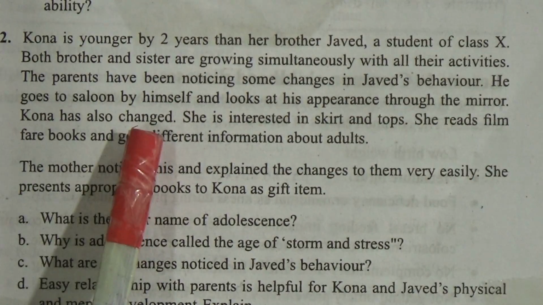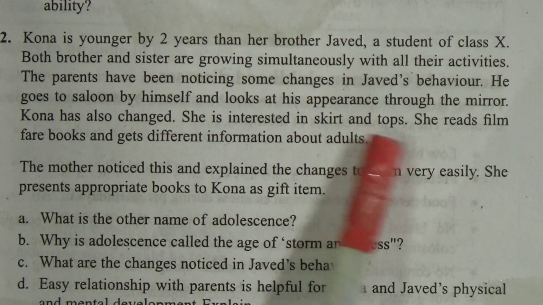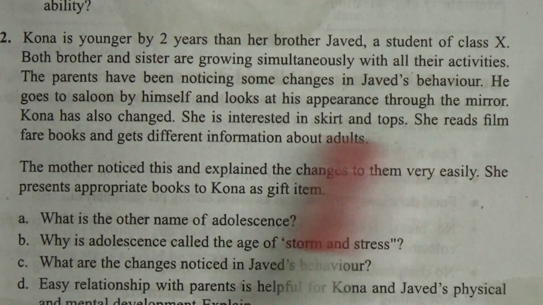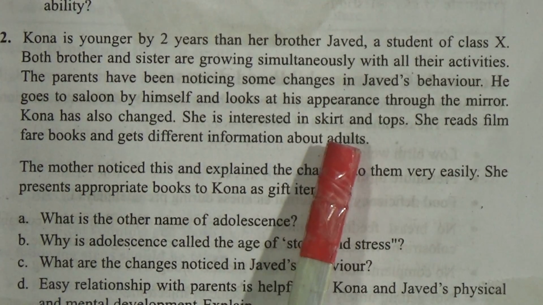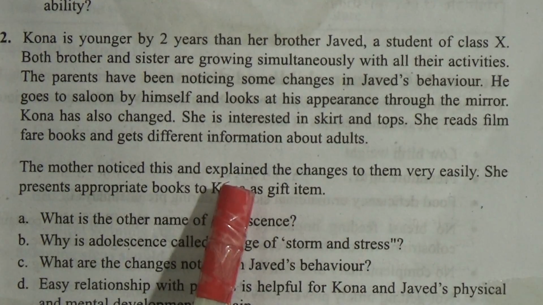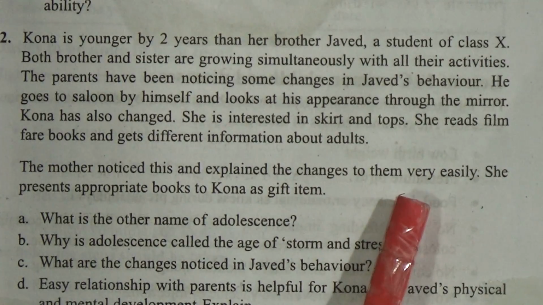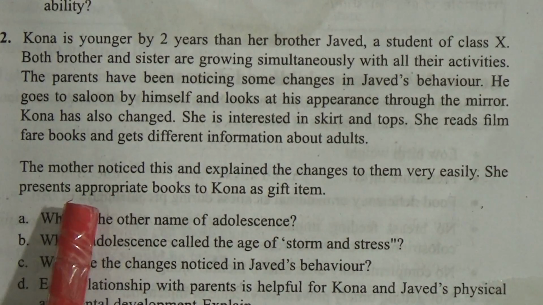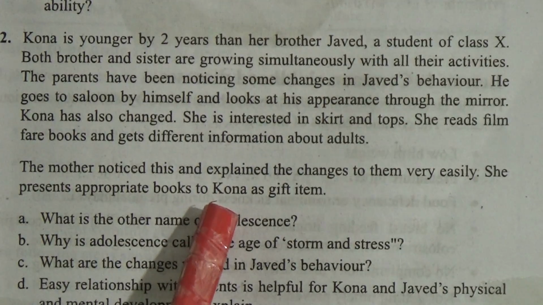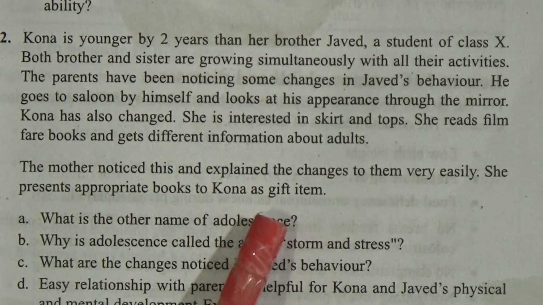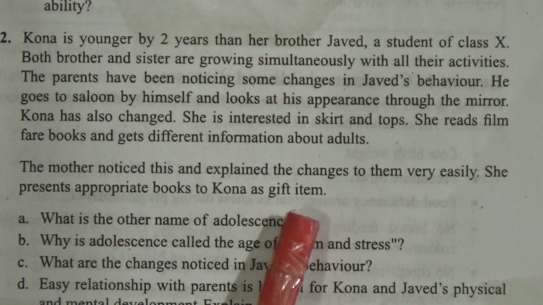Kana has also changed. She is interested in skirts and tops. She reads Filmfare books and gets different information about adults. The mother noticed this and explained the changes to them very easily. She presents appropriate books to Kana as a gift item.